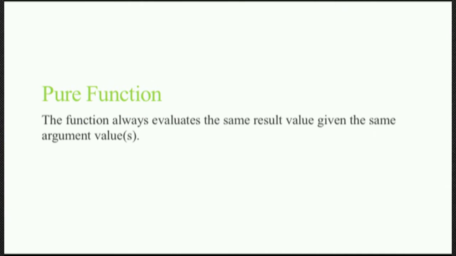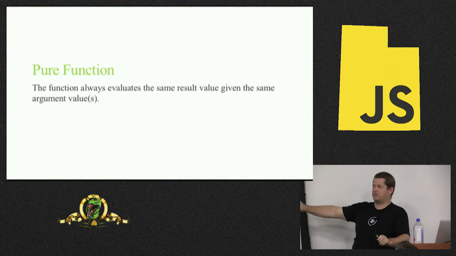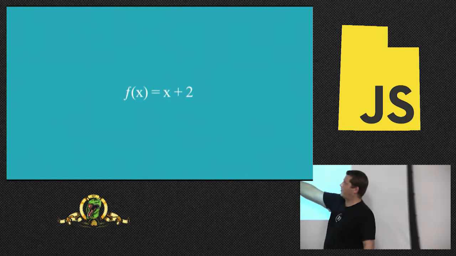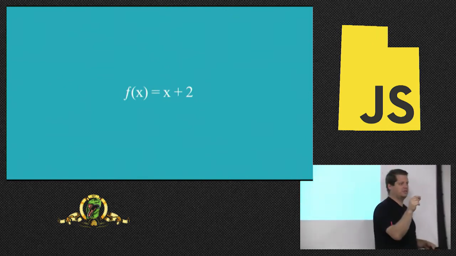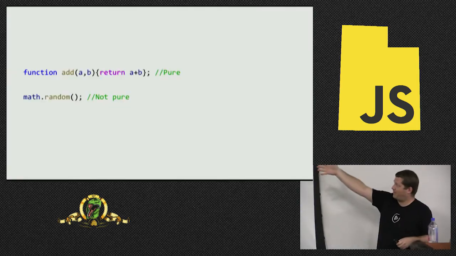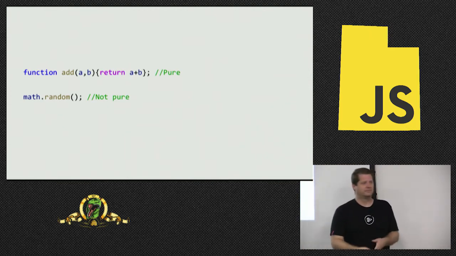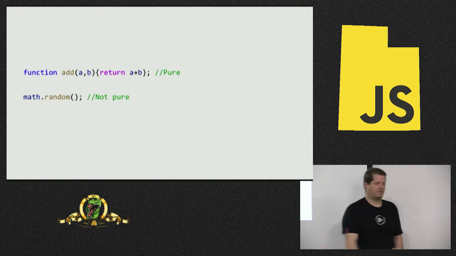A pure function always evaluates to the same result given the same argument. Always. No exceptions. That's this, right? If you pass 3 in, you're always going to get 5. Period, no exceptions. So a pure function says, I'm going to pass in a value, you get a result. The example here, function add A and B is pure. Math.random is not pure, because with Math.random you never know what it's going to hand back.